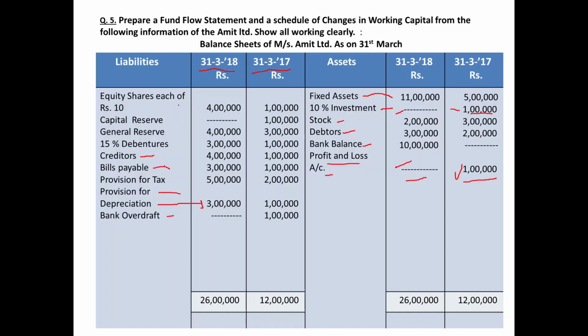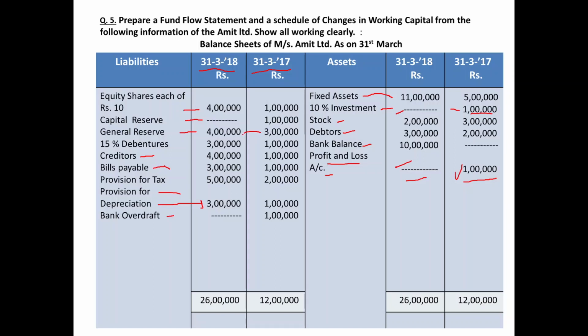Come on the liability side. Equity share capital already over. Capital reserve already over. बोनस देने में इनका यूज किया गया. General reserve, something is there. Opening balance 3 lakh versus closing balance 4 lakh.